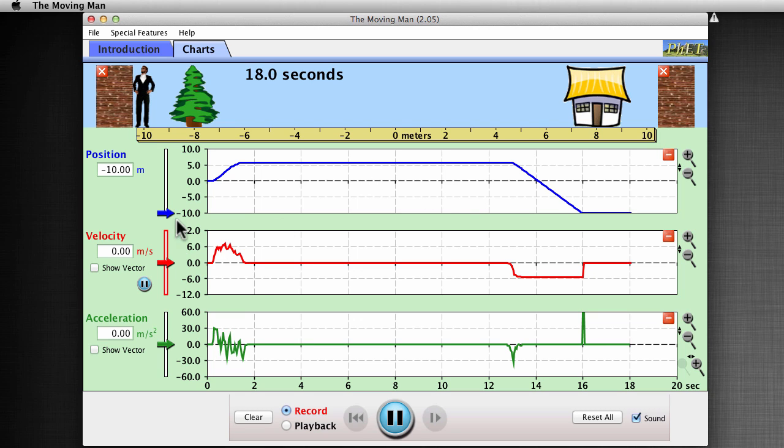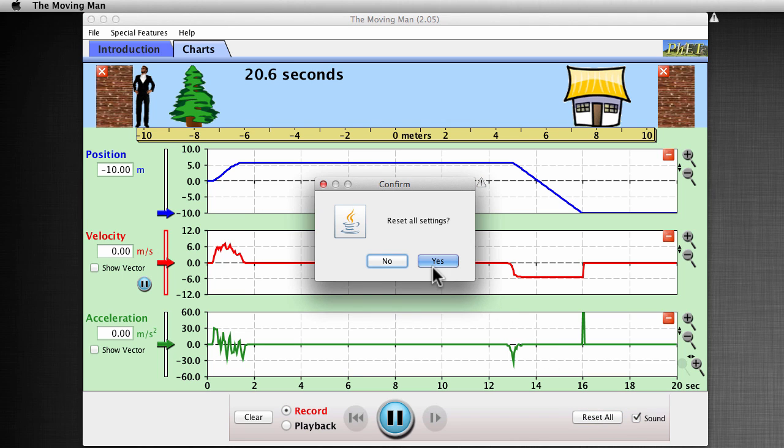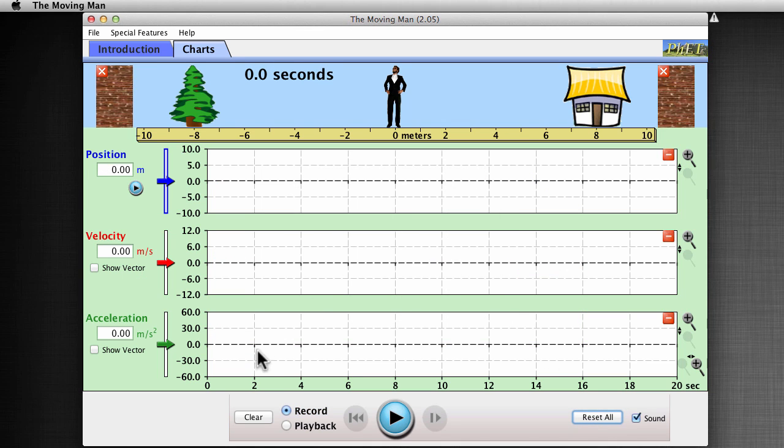Or maybe I want to mess with position. And, oh, I'm running out of graph here. Well, I can start over. So I could just say reset all, or I could just say clear, either way.